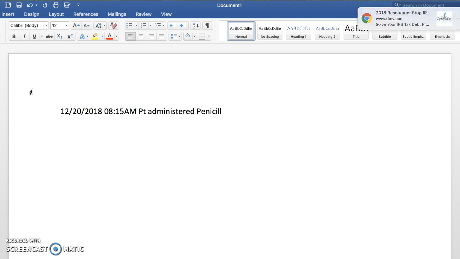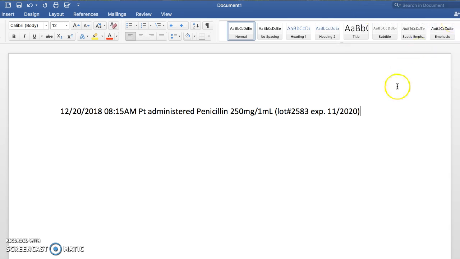Next, I'm going to type that I administered, let's see, penicillin, 250 milligrams per milliliter. And I'm going to indicate the lot number and the expiration date. This is there just in case we have any problems with the medication and we have to contact the patient about the batch and see if they have any reactions or if there's any recalls.